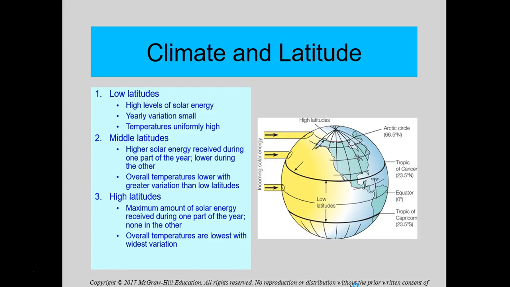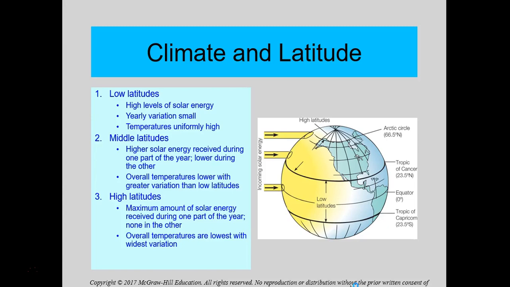You have the same types of weather and the same types of climate patterns because the amount of sunlight doesn't really change. At the middle latitudes, below 66.5 degrees north and south latitude, you find that these regions receive higher amounts of solar energy in one part of the year and lower amounts in other parts of the year, depending on when it is tilted towards or away from the sun. In general, the overall temperatures will drop much lower than in the low latitude areas near the equator. So it's colder in this region.